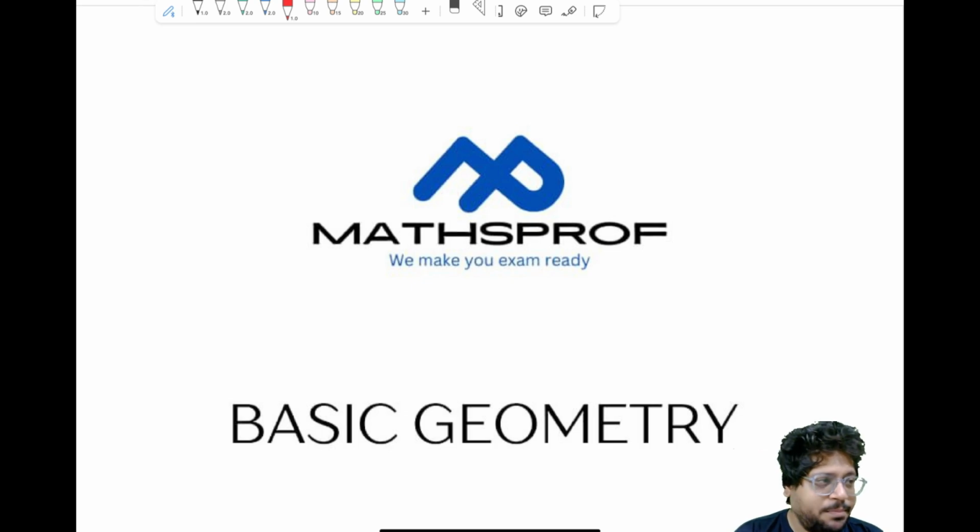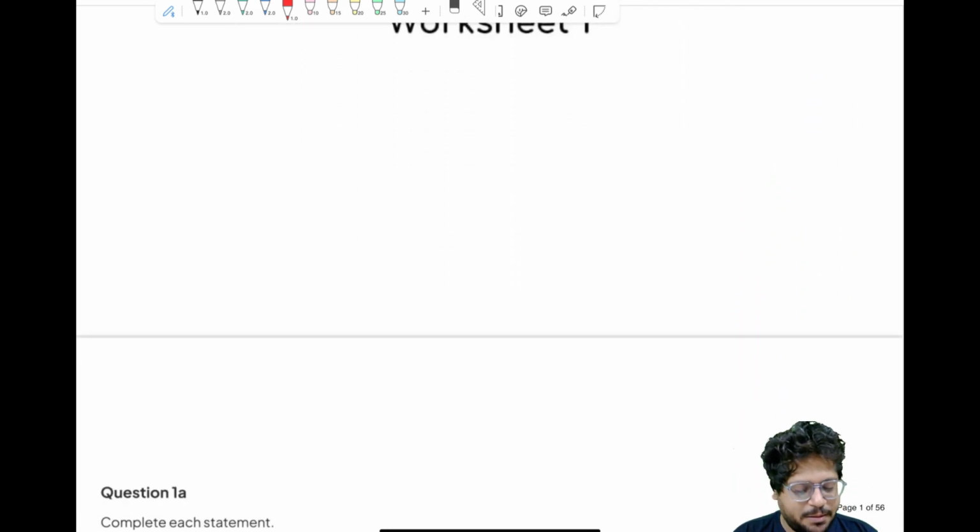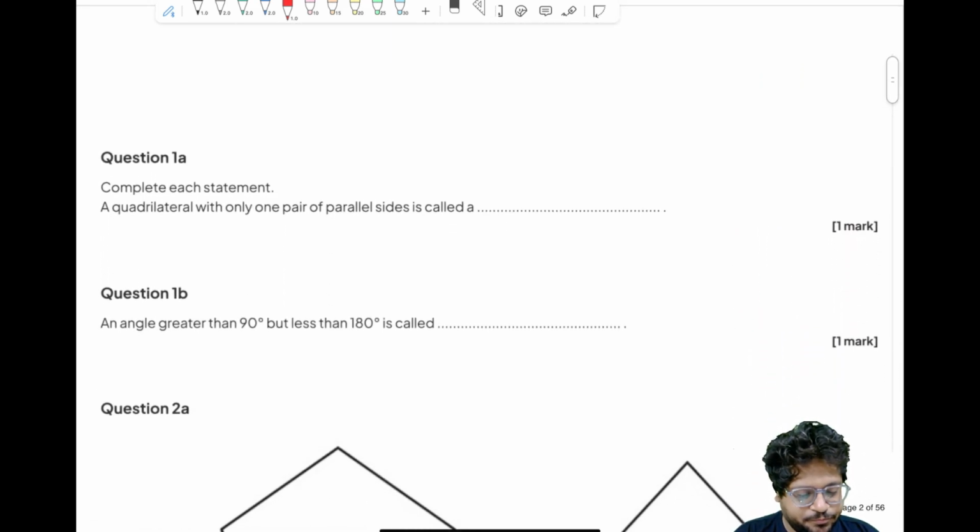And if you see the paper 4 style, that means calculator style questions, there you won't find anything related to the basic geometry. Paper 4 is all about the angles only, no basic geometry will be there. So in the paper 4 style question we'll see only angles questions. Clear? So here let's see the basic geometry questions, paper 2 style, non-calculator style.